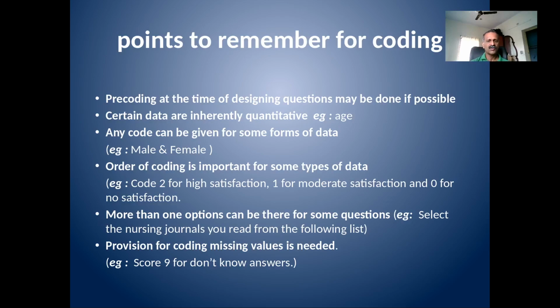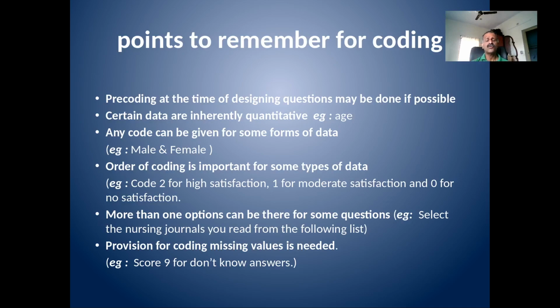And whenever we do the coding, there are some points we have to remember. Certain data are inherently quantitative. For example, age is quantitative data. Any code can be given for some form of data. For example, male or female. You can give code number 1 or A for male and B or 2 for female. In some other study, you can give A for female and B for male, or 1 for female, 2 for male. That doesn't make any difference.